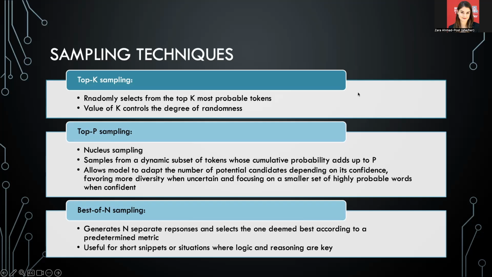So then we have best of n sampling. Sorry, was there a question about top P? Because we could draw the density function. No one? Damn it. Okay.